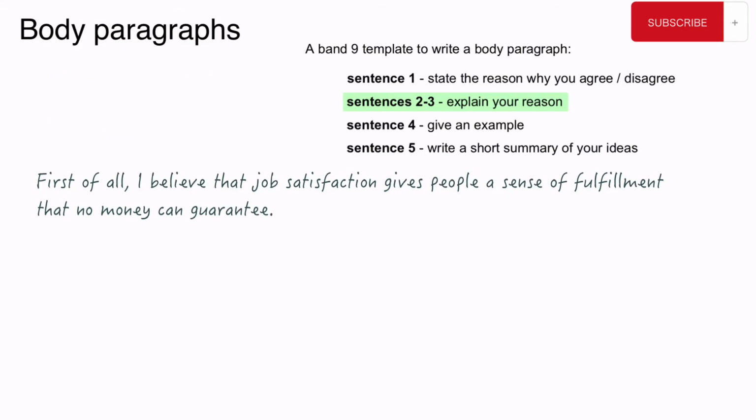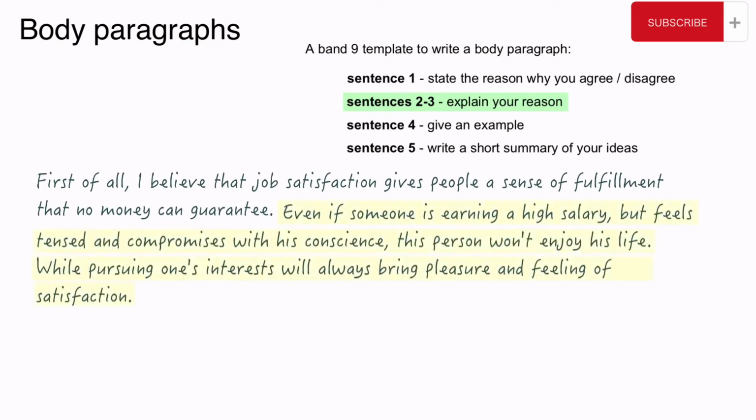Here's how I wrote it. Even if someone is earning a high salary, but feels tensed and compromises with his conscience, this person won't enjoy his life. While pursuing one's interests will always bring pleasure and feeling of satisfaction. Now our supporting point is well explained and the examiner is happy. Move on to sentence 4.